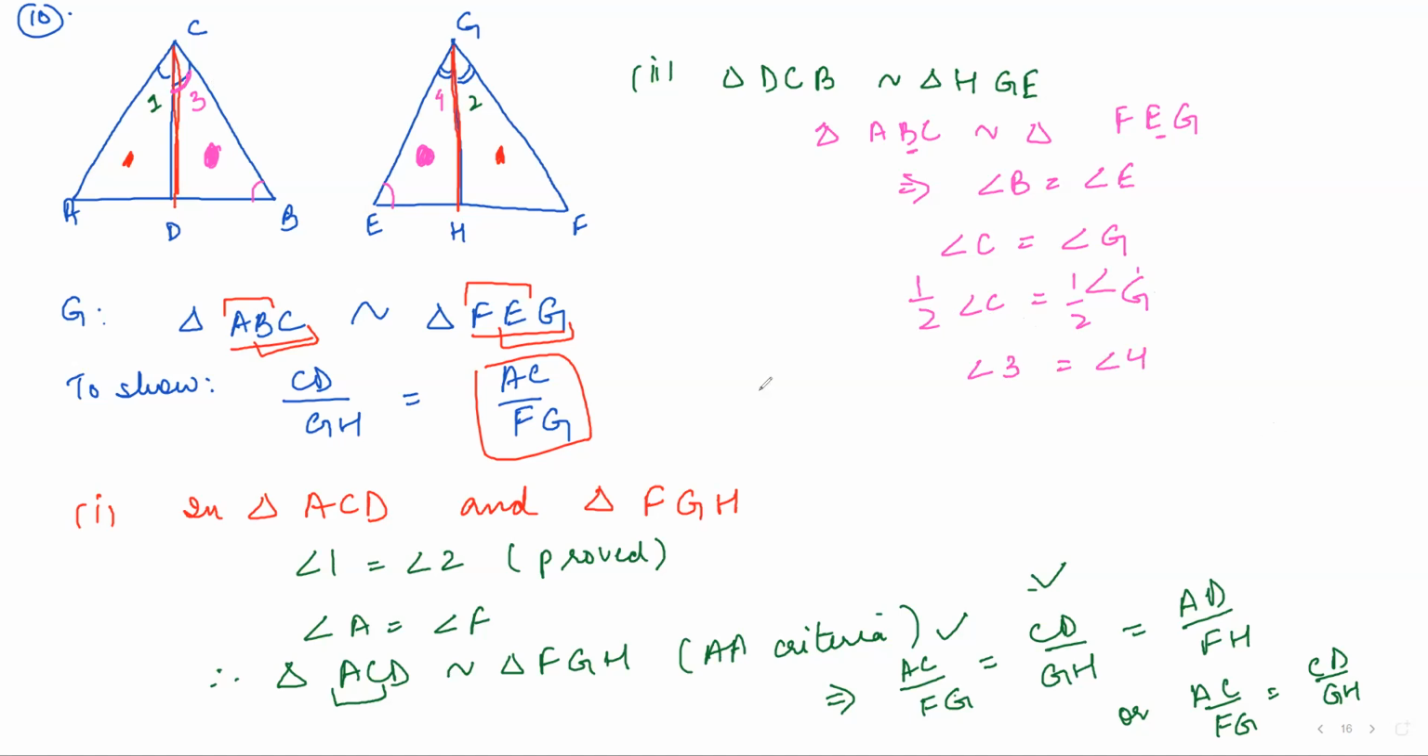Yeah. Okay. Now take these two triangles. In triangle DCB and triangle HGE, which you have to show similar. So what do I have now? Now I have angle 3 is equal to angle 4, and I have angle B is equal to angle E. So again, by AA criteria, the triangles are similar. Yeah. You can write. Okay.